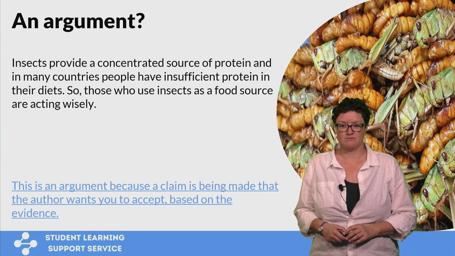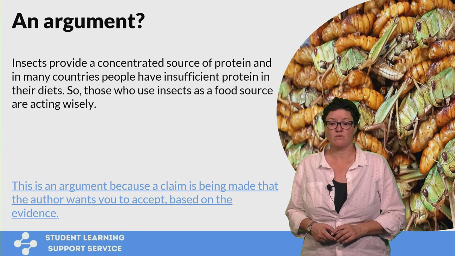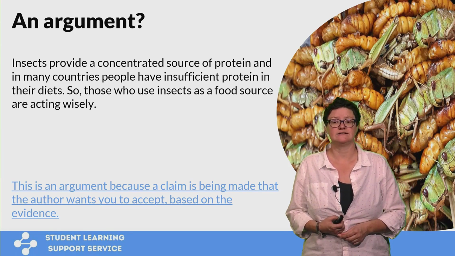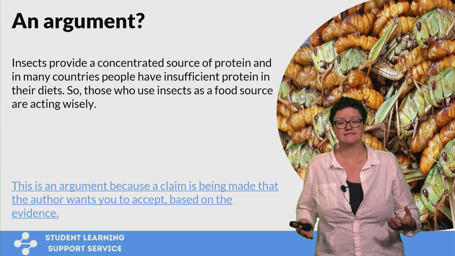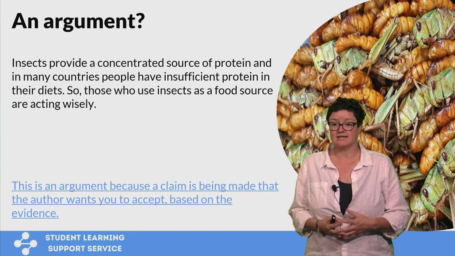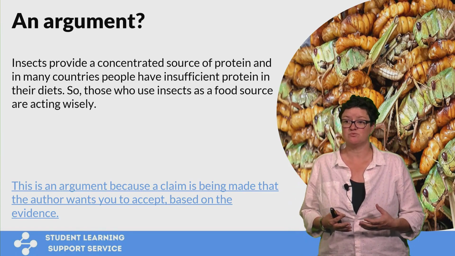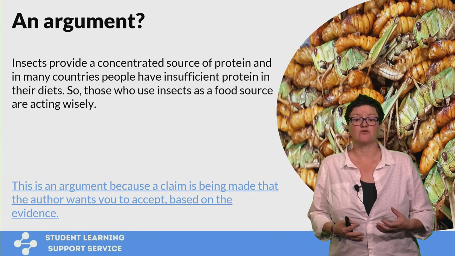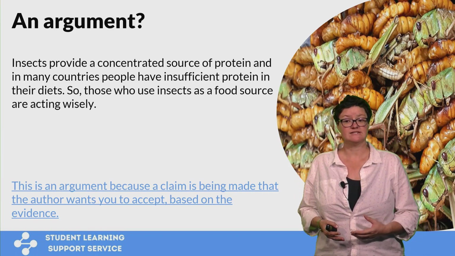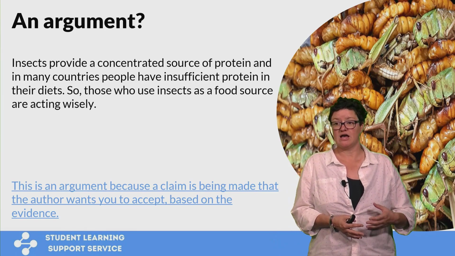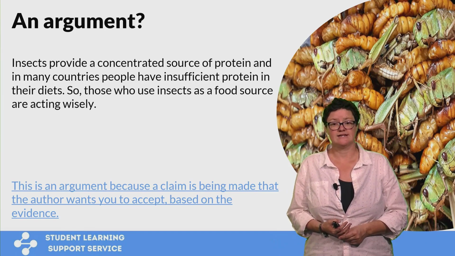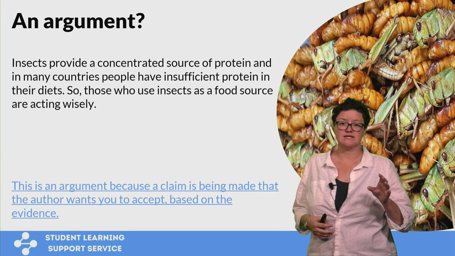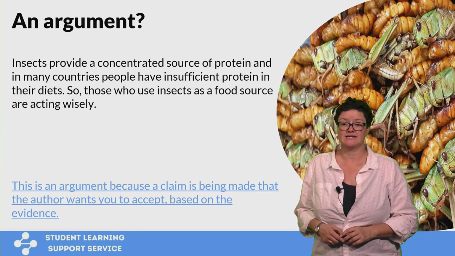What is the claim that's been put forward here? The claim that has been put forward here is that people who eat insects as a food source are acting wisely. Why is that something that we should accept? We should accept it because it turns out insects do provide a concentrated form of protein, and many people in many countries lack protein in their diet. Because of this, eating insects as a form of food protein is a good idea. So we can see here that we do have an argument. Again, maybe not as yummy as the one about the chocolate, but an argument nonetheless.